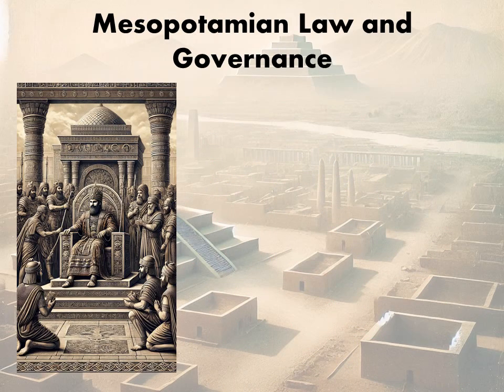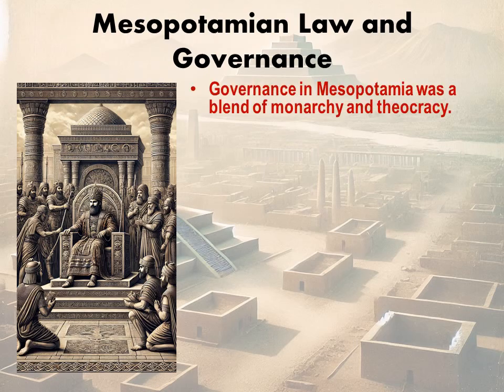Mesopotamian law and governance. How was the law? How was the governance? Governance in Mesopotamia was a blend of monarchy and theocracy. Monarchy means the king will be the head of the state, and theocracy means the king will be attached with some kind of divine power. So, the king was believed to be a representative of God on earth. Such was the system of governance in Mesopotamia, which was a blend of monarchy and theocracy.